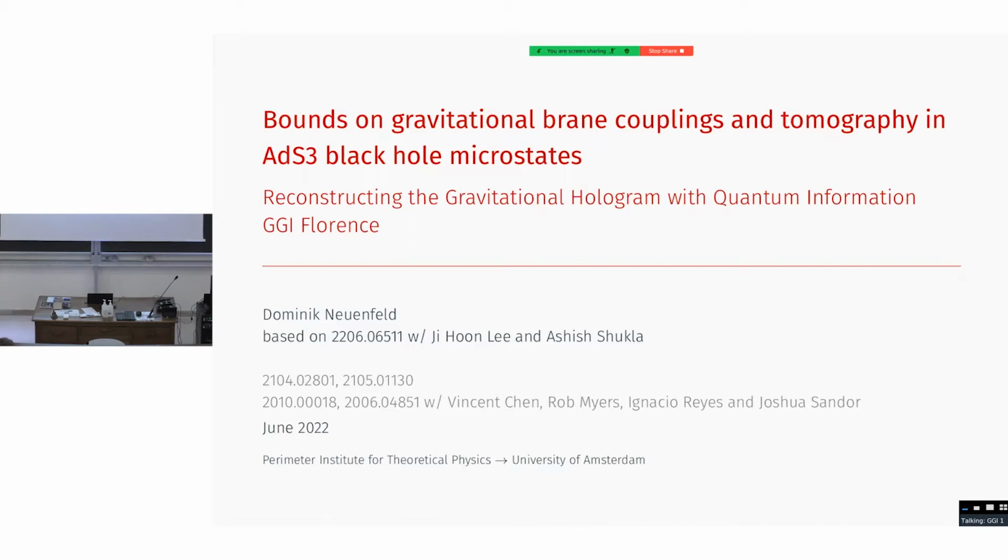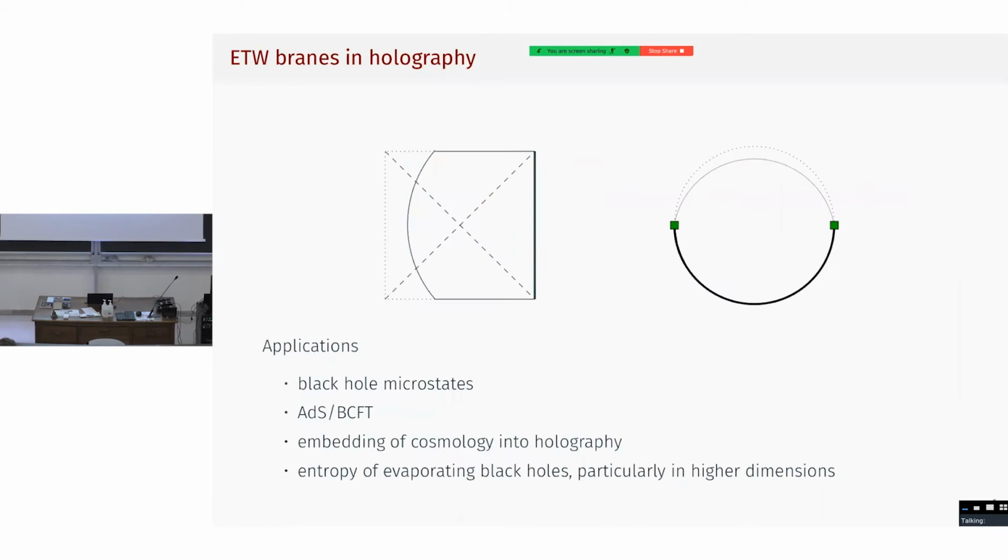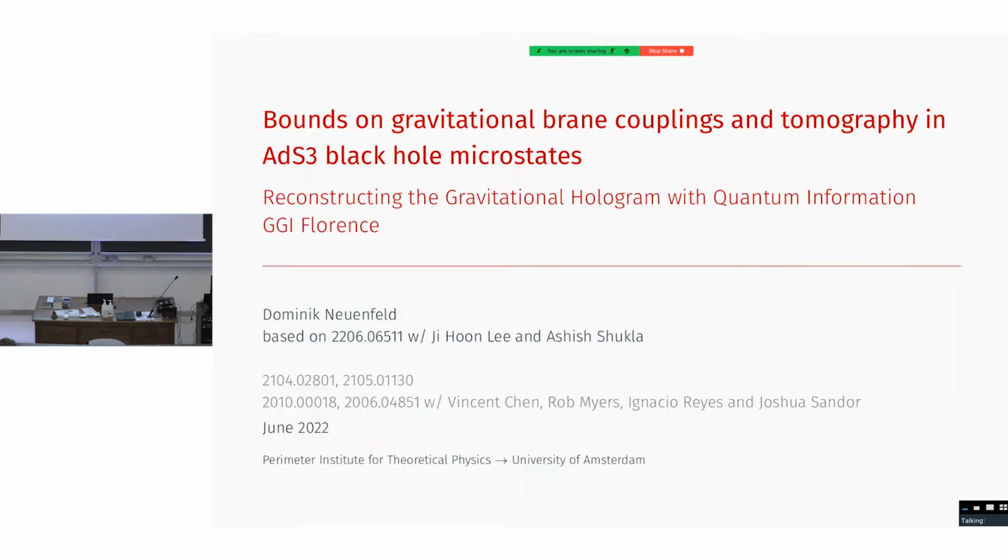I'm talking about work which appeared on the arXiv, I believe, last week, with Ji-Hoon Lee from Perimeter and Ashish Shukla from École Polytechnique. The whole premise is more or less motivated by work that appeared last year and the year before, with people from Perimeter, Amsterdam, and Stanford.